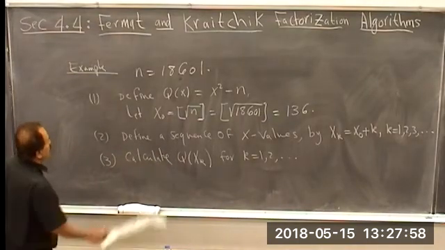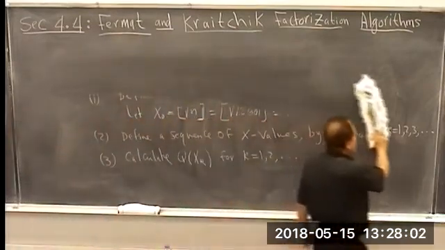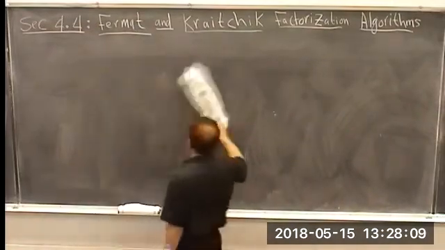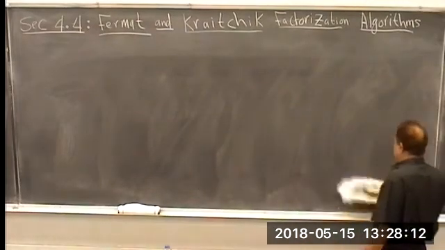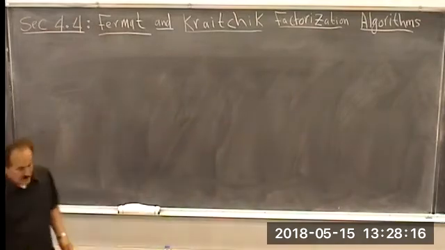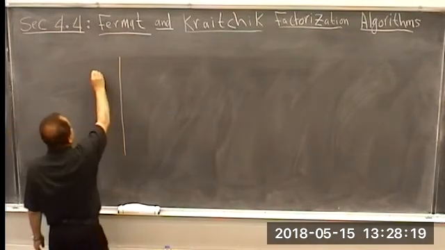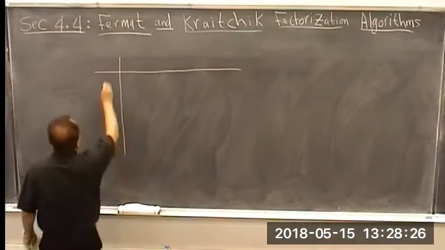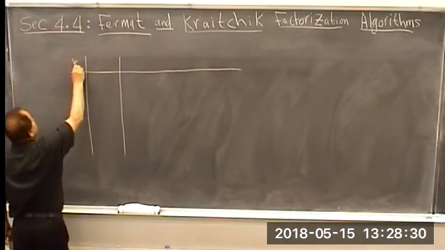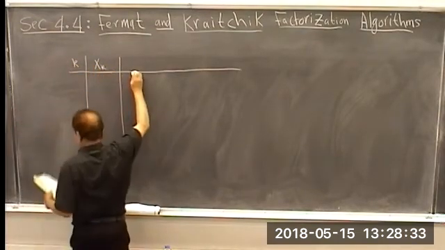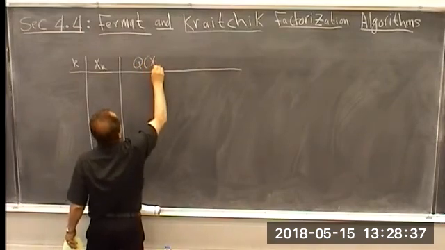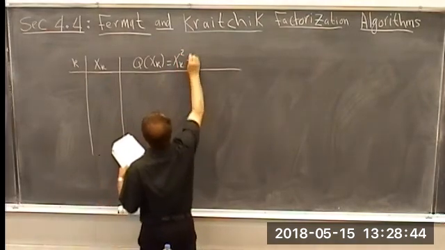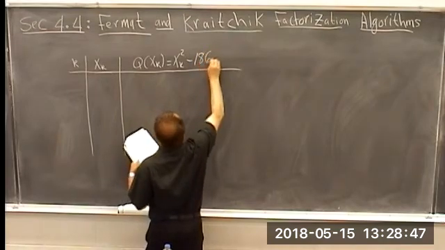All right, so let's do this. We're going to make a table as we did before, but this time we're not going to end up with the x value and the y value from only one of these calculations, okay? So that's the difference. In this table we also need a value for k. So this is k, this is x_k, and this is Q of x_k. And remember, this is x_k squared minus n, which is 18601.